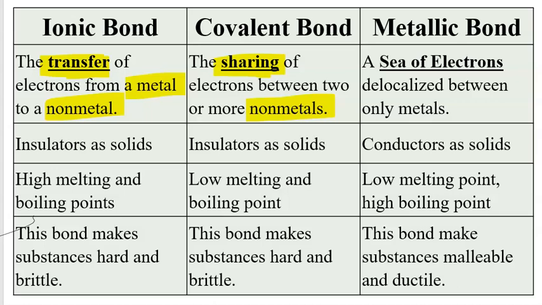Ionic bonds are also hard and brittle, but they have high melting points and high boiling points. Metallic bonds, we describe these as having a delocalized sea of electrons, and it's only in metals. As you can imagine, something that's a metal is going to be a good conductor. They have low melting points, high boiling points, and this bond makes substances malleable and ductile. So these have the exact same properties as metals.